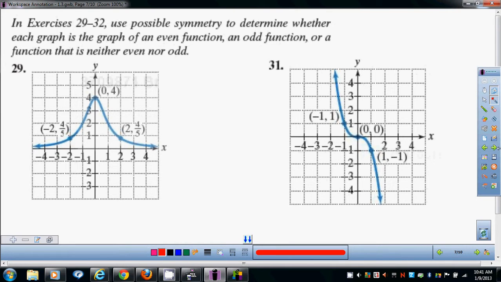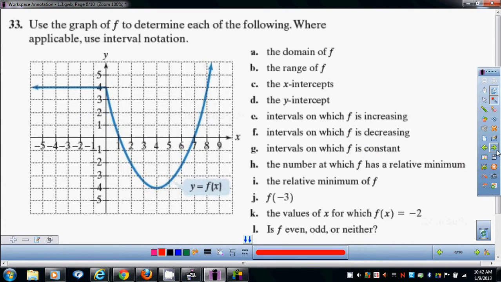Well, good, because now what we're going to do is put all that stuff together in a 12-part problem. Here we go. Part A.